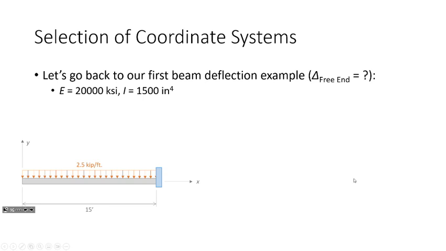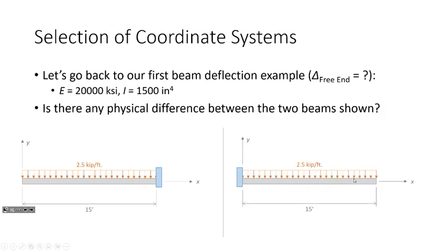Here's the problem that we did. Now I want you to look at this problem. Is there any real difference between these two? What I did is I took this beam and flipped it so that the coordinate system was over here. So now I have the origin at the fixed end as opposed to the origin at the free end. But I'm asking you, is there any physical difference in the problem?